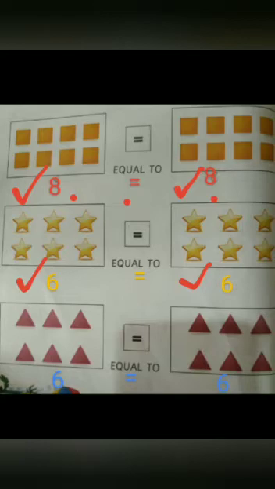Let's take another example. There are 6 triangles on one side and on another side there are 6 triangles. So on both sides there are equal triangles. We can write this as 6 equal to 6.